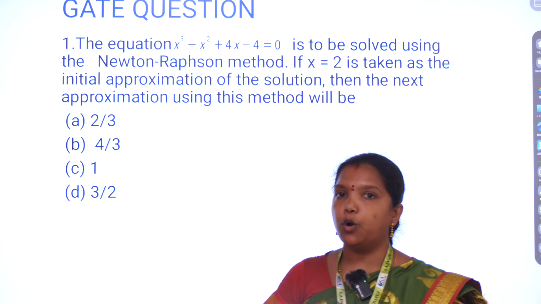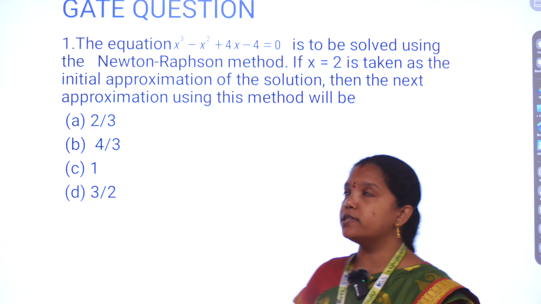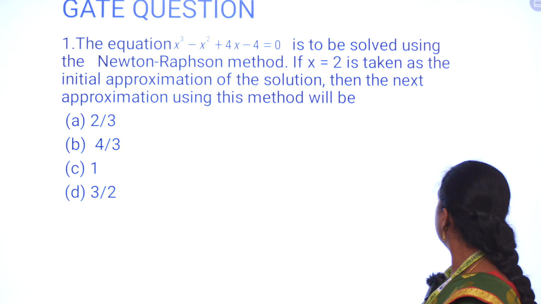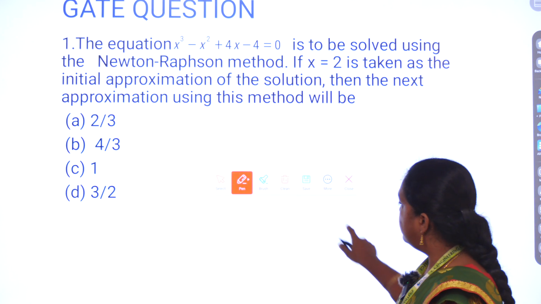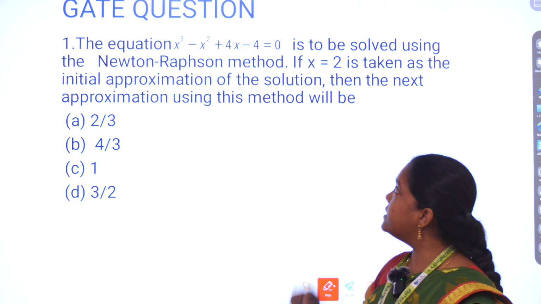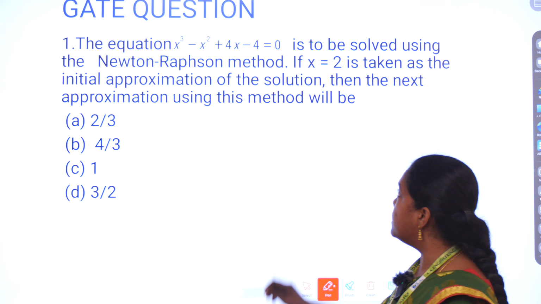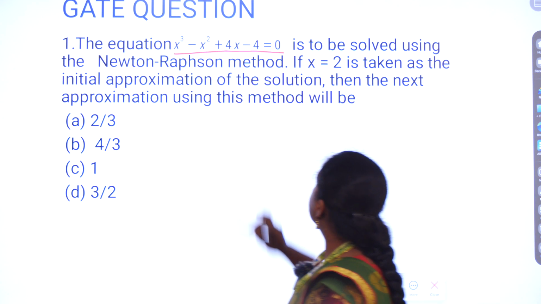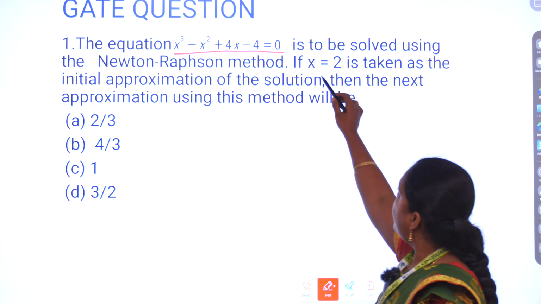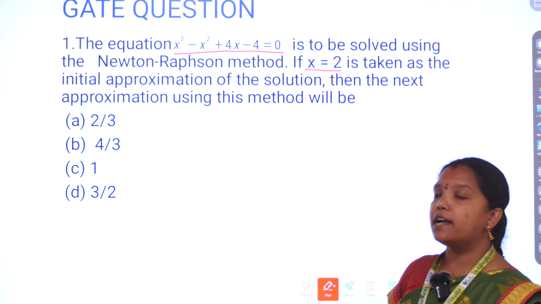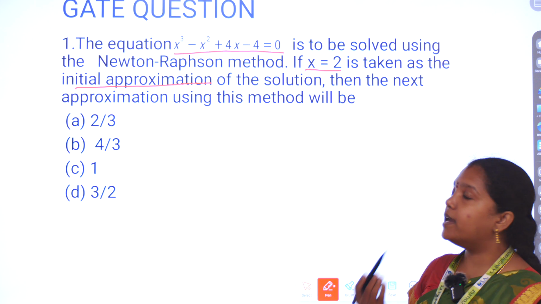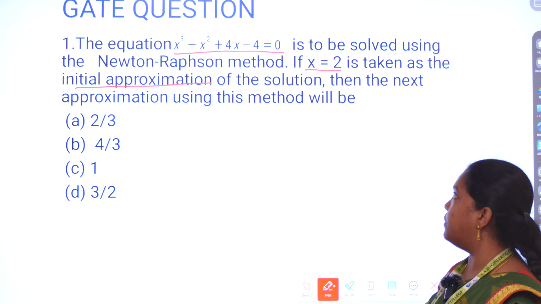Let's see a few problems which were asked under the GATE questions. First one: the equation x cube minus x square plus 4x minus 4 equal to 0 is to be solved using the Newton-Raphson method. If x equal to 2 is taken as the initial approximation of the solution, then the next approximation using this method will be.